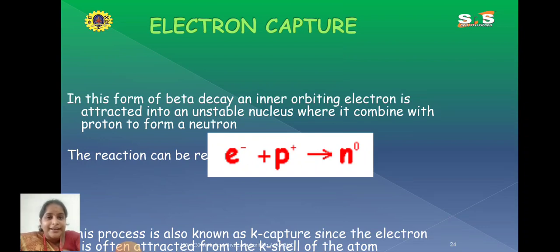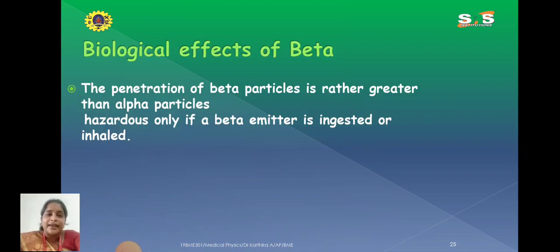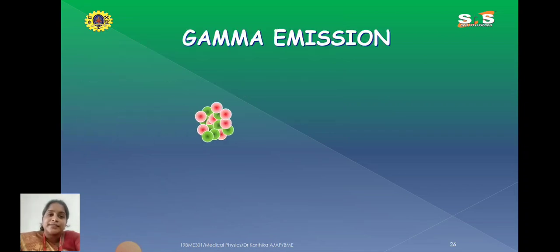In this form of beta decay, an inner orbiting electron is attracted into the unstable nucleus, where it combines with a proton to form a neutron. Okay, then the biological effects of beta. The penetration of beta particles is rather greater than alpha particles. The hazard is only if a beta emitter is ingested or inhaled.